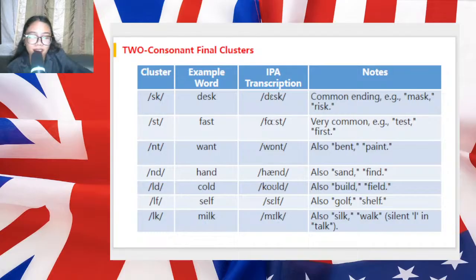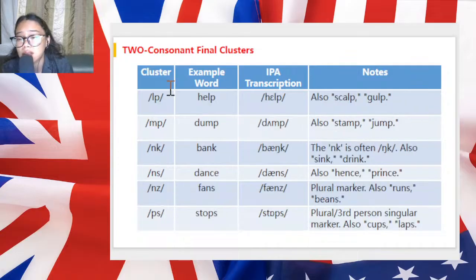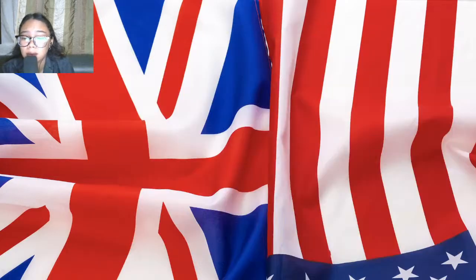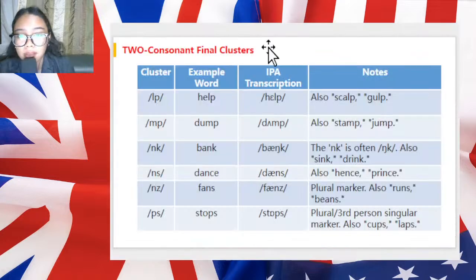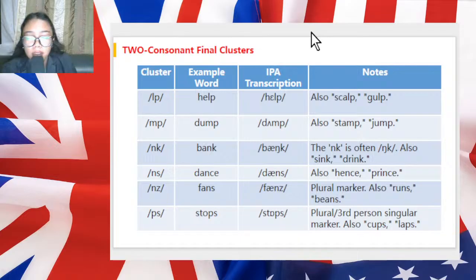We have first SK as in desk. Next, ST, fast. NT, want. ND, hand. LD, cold. FK, self. That's that. Let's move on. Those are the first set of two-consonant final clusters.